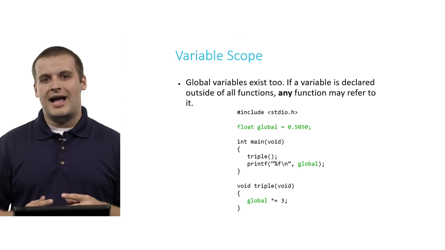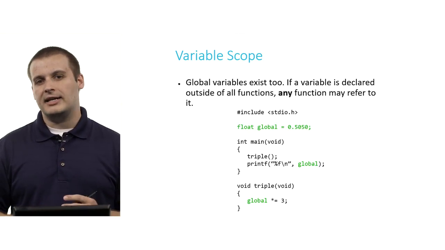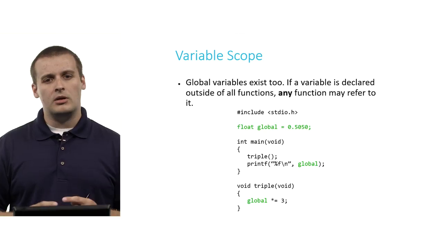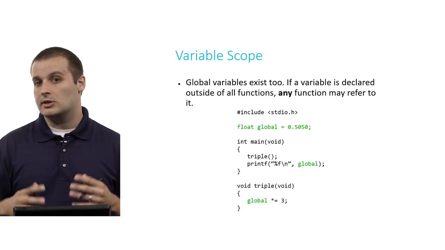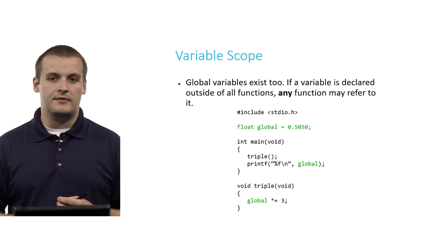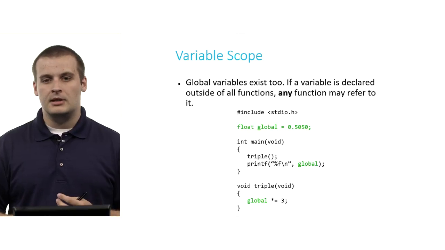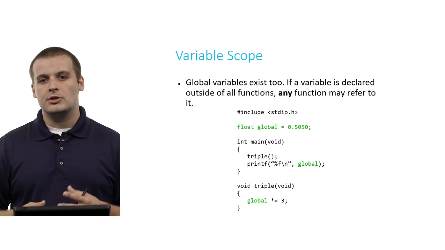Now, as I mentioned, global variables do exist. If you declare a variable outside of any function, all of the functions in the program can refer to it. So in this case, I've highlighted in green a global variable declaration. The variable being declared is called global, to be extremely clear about it. It is of type float, and I assign it the value 0.5050.